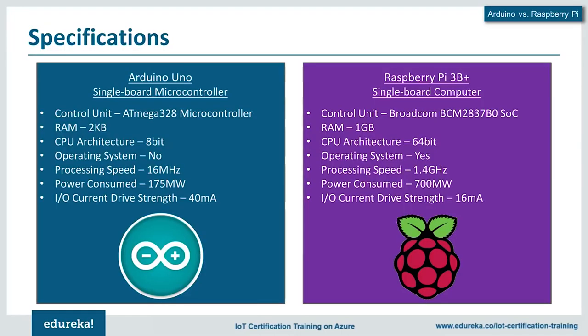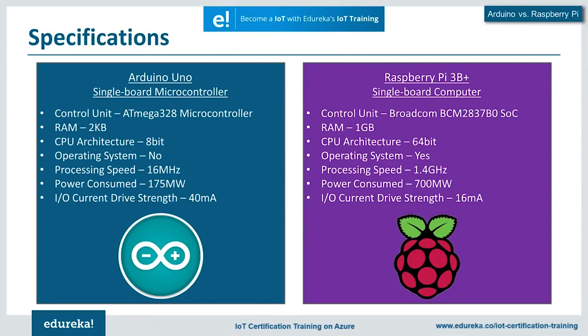So let us start with the comparison by learning more about the hardware and software specifications of the latest models of both these devices. Now, the Arduino boards have a very simple hardware and software structure. The Arduino Uno runs on an 8-bit AVR ATmega328 microcontroller on a chip, which has a RAM of 2 kilobytes upon an EEPROM flash memory of 32 kilobytes and clocks a processing speed of 16 megahertz.